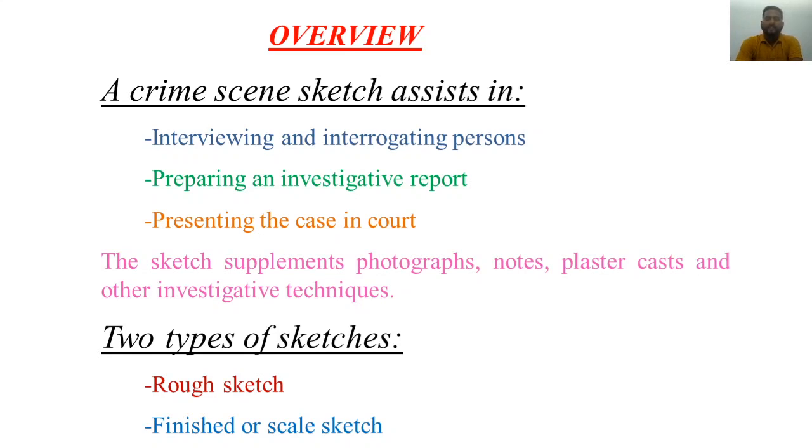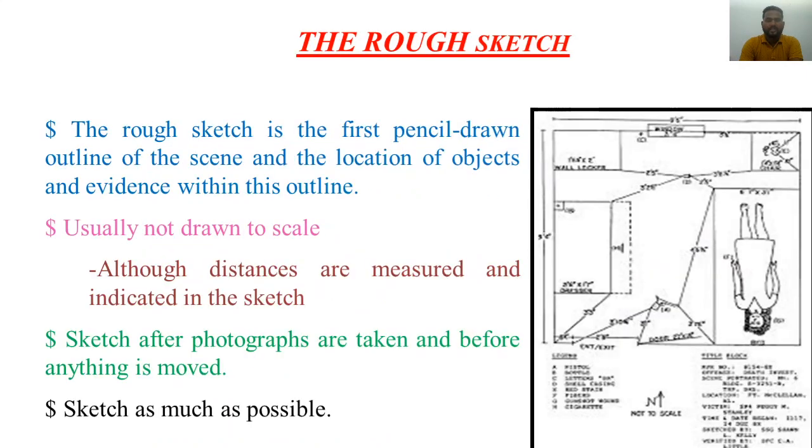So there are basically two types of sketches, that is the rough sketch and the finished or scale sketch, or we can call it the final sketch. The next is the rough sketch. Now we'll discuss one by one. Here the rough sketch is the first pencil-drawn outline of the scene and the location of objects and evidence within this outline. Usually a rough sketch is not drawn to scale, although distances are measured and indicated in the sketch. Sketch after photographs are taken and before anything is moved.